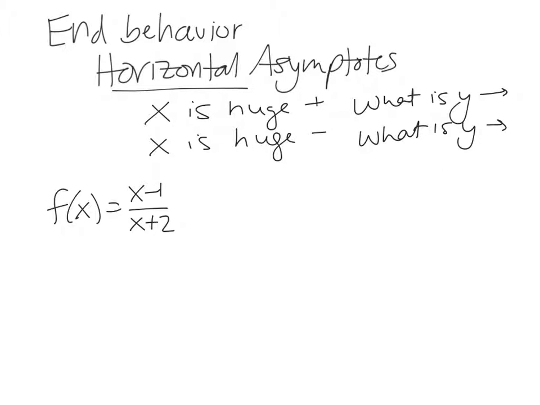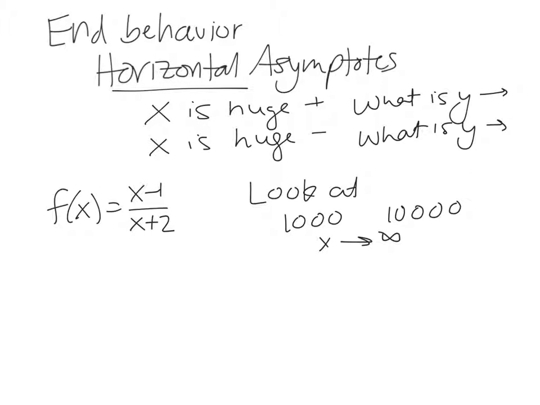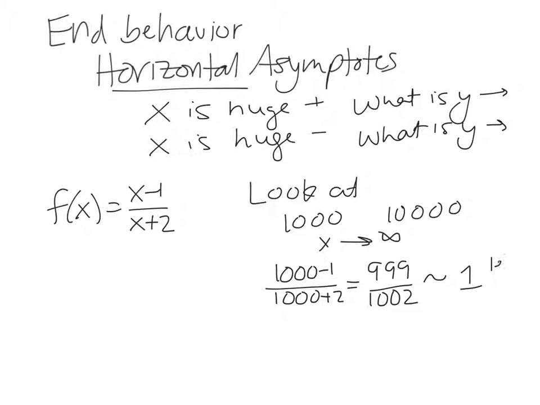So, huge number. Okay, so we're going to use 1,000 for a huge number and 10,000. X is growing. So what's the function? If x is 1,000, it's 1,000 minus 1 over 1,000 plus 2. This is end behavior. 1,000 minus 1 is 999. 1,000 plus 2 is 1,002. What is that close to? Okay, so this is approximately 1, but a little less.